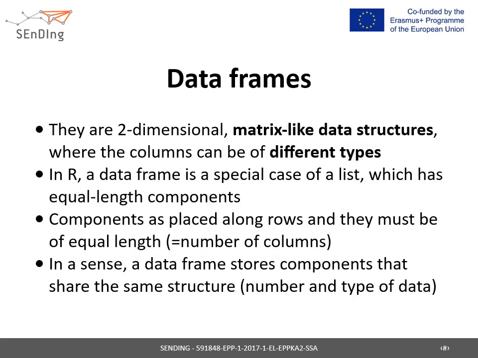Data frames are two-dimensional, matrix-like data structures, where the columns can be of different types. Think of data frames as data matrices with one row per component but with possibly both numerical and categorical variables. In R, the data frame is a special case of a list, which has components of equal length. Components are placed along rows and they must be of equal length, equal to the number of columns. In a sense, the data frame stores components that share the same structure, meaning the same number and type of data.